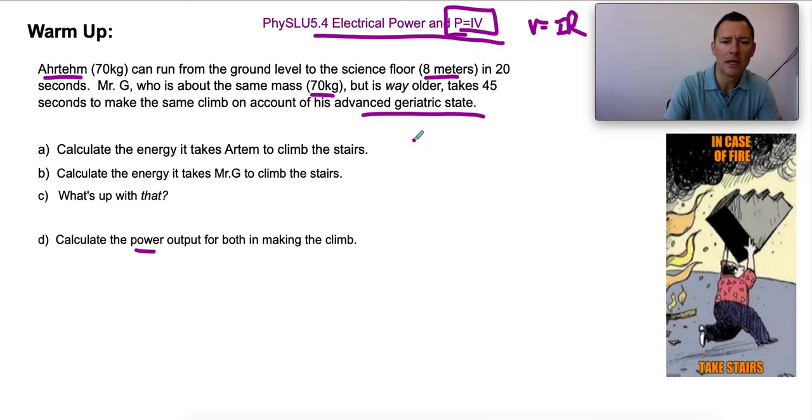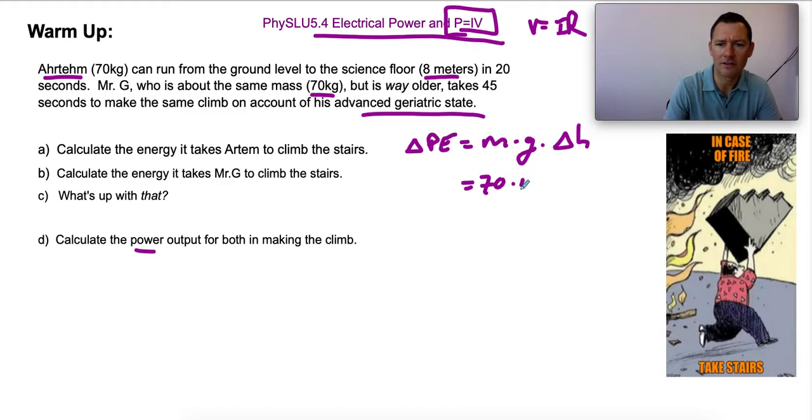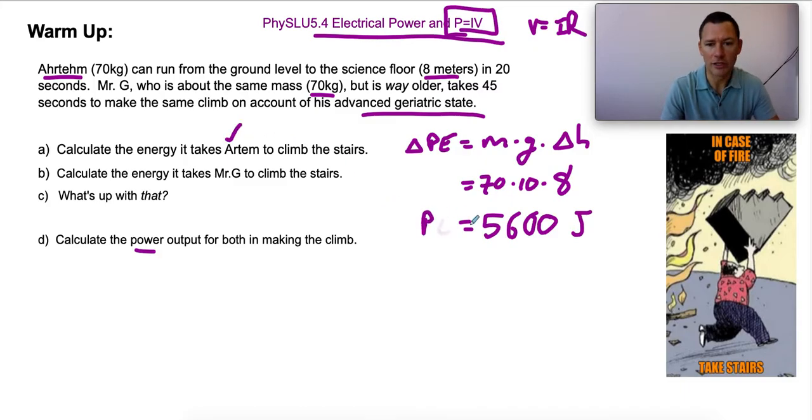Well, the energy is the change in his potential energy. His mass doesn't change, gravity doesn't really change, but the height changes. So you'd say, 70 times gravity's 10 times the change in height, which is 8, right? And so 5600 joules. That's Artem's potential energy, the energy it takes him to do that. That's the work. The work goes into potential energy. It's all the same stuff.